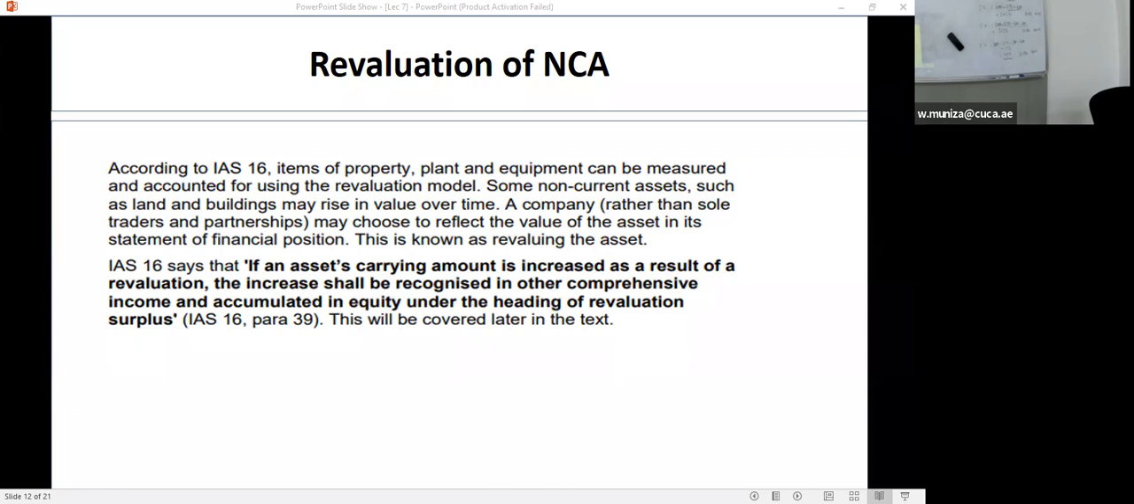What is the revaluation of the non-current asset, my dear students? Sometimes what happens is that the market value of the asset purchased is higher than its book value. The market value of the asset is higher than its book value.